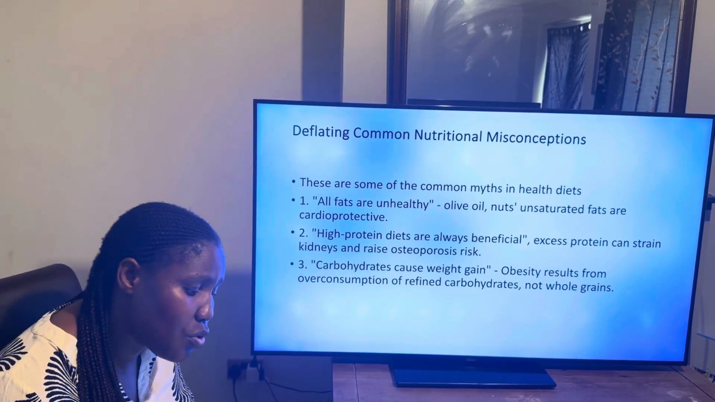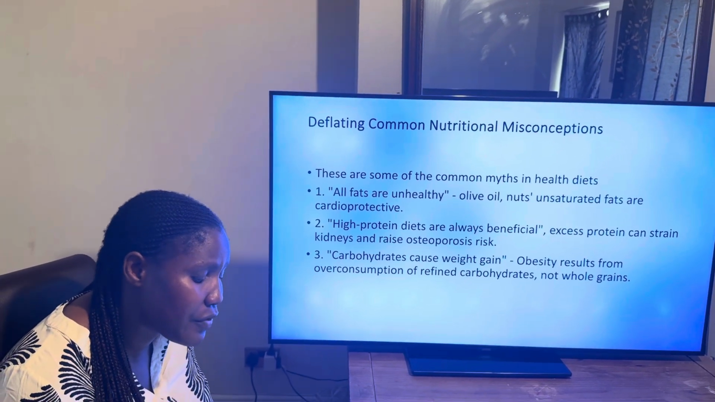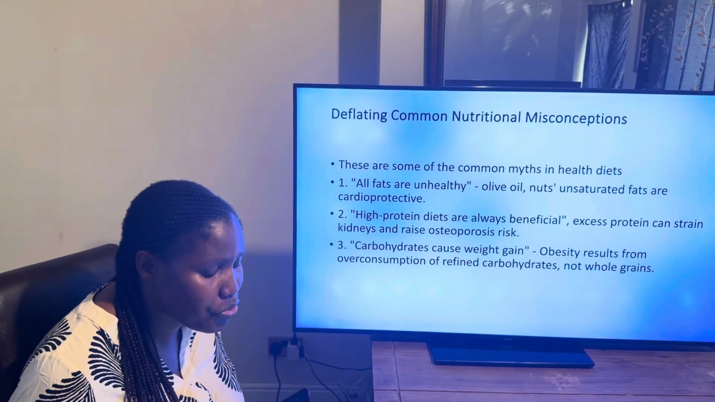Then, carbohydrates cause weight gain. This is not true. Obesity results from overconsumption of refined carbohydrates, not whole grains.